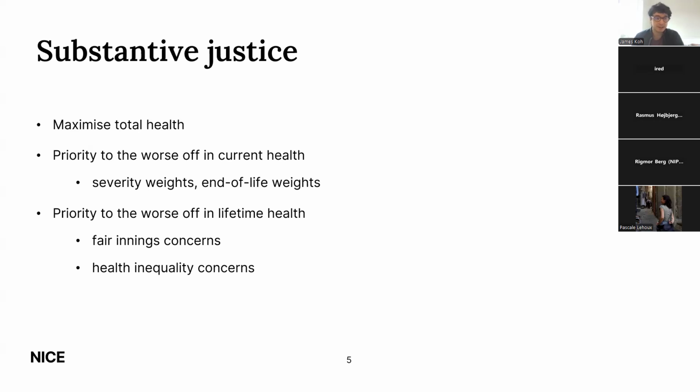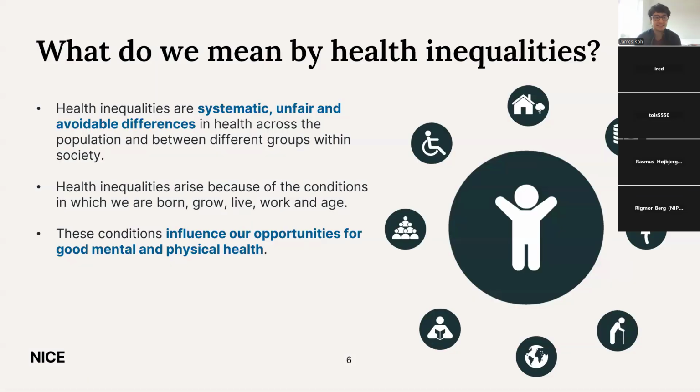But another could be that because of the various social characteristics that people are born with or born into, there might be health inequalities associated with those characteristics that reduce your chances of leading a healthy life. And those are the kinds of concerns that I wanted to talk through today. What do we mean by health inequalities? So this is the official NHS definition, that health inequalities are systematic, unfair, and avoidable, and that they arise because of conditions in which we are born, live, work, and age. And these are the things that influence our opportunities for good mental and physical health.